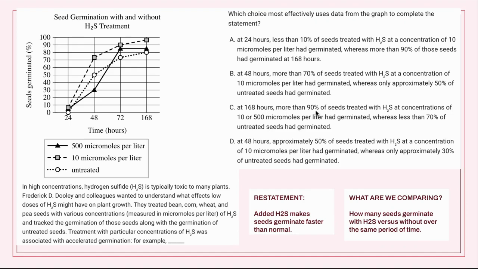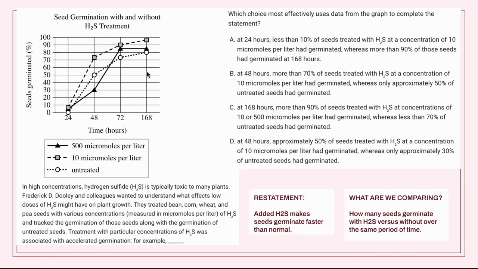At 168 hours, more than 90% of seeds treated with H2S at 10 or 500 micromoles per liter had germinated, whereas less than 70% of untreated seeds had germinated. Well, again, I do kind of like it because it is comparing after the same amount of time, 168 hours, more of the H2S ones germinated than the untreated ones. So why could this possibly be wrong? Because it might have the wrong values, okay?